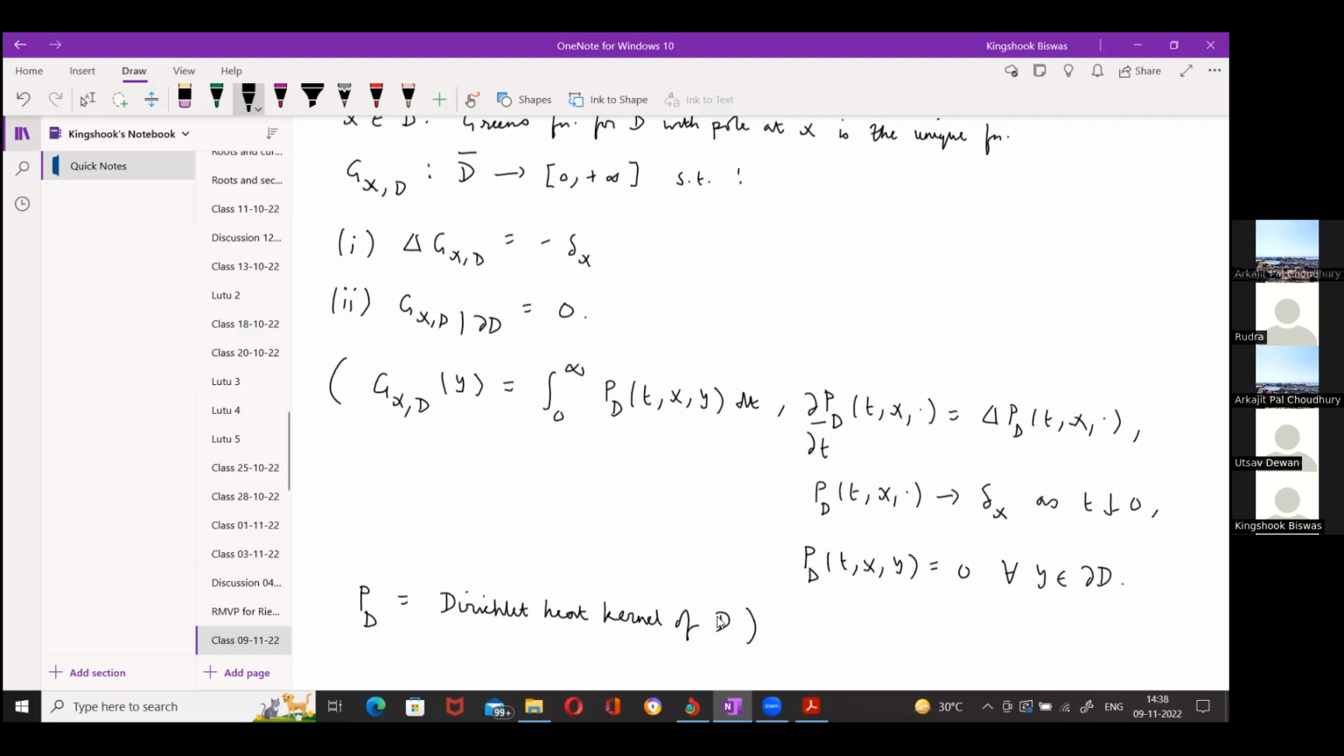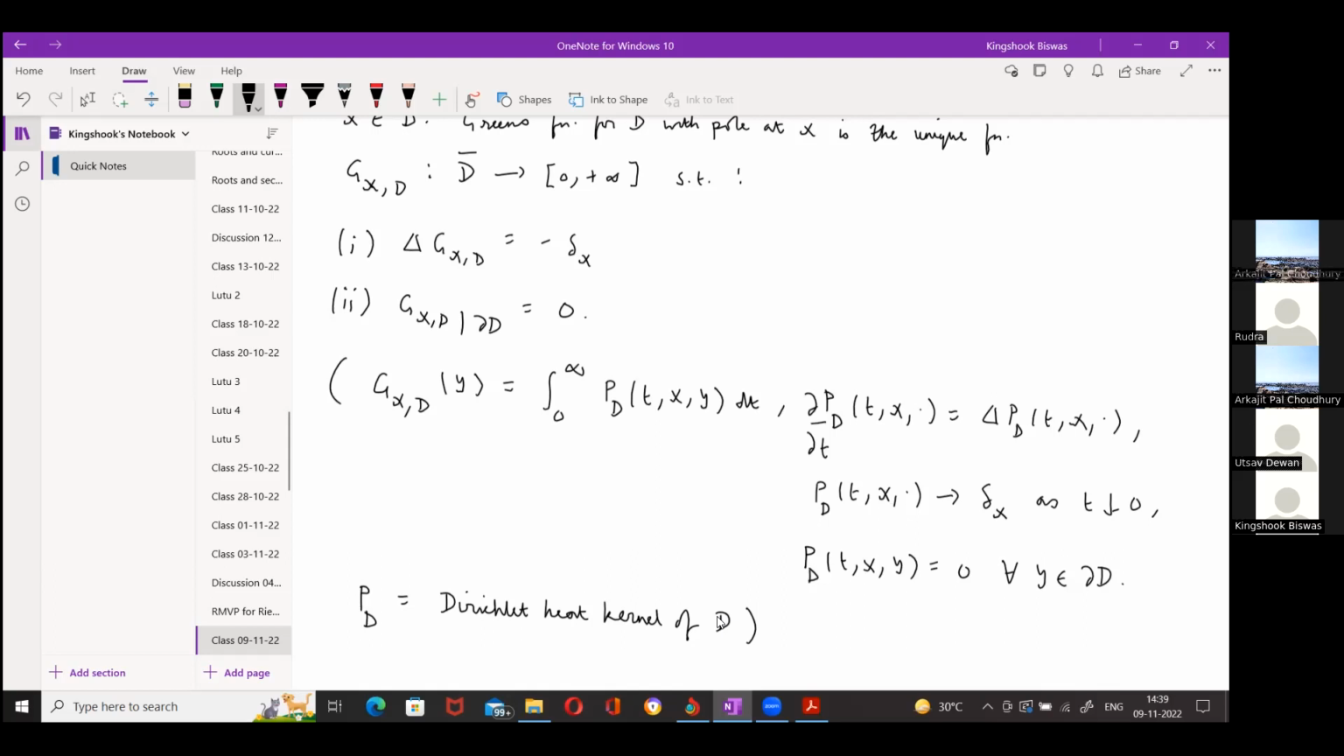So the Green's function you can get by integrating the Dirichlet heat kernel of the domain. This heat kernel exists and is unique. That's quite a non-trivial result.